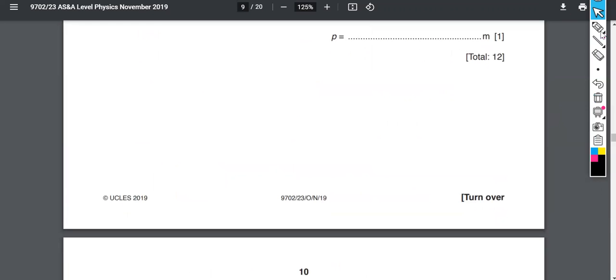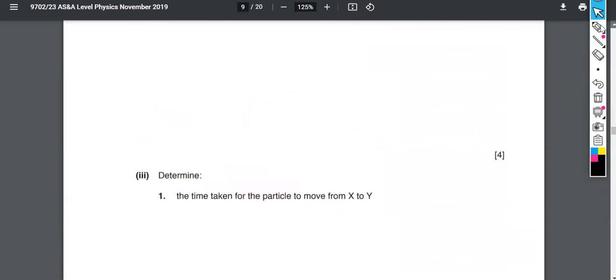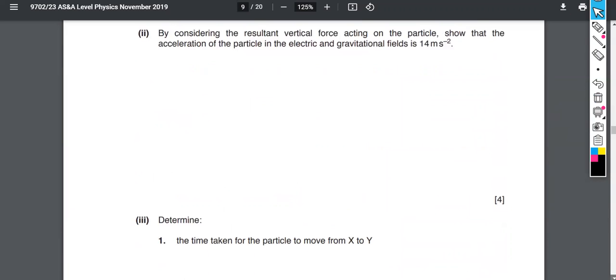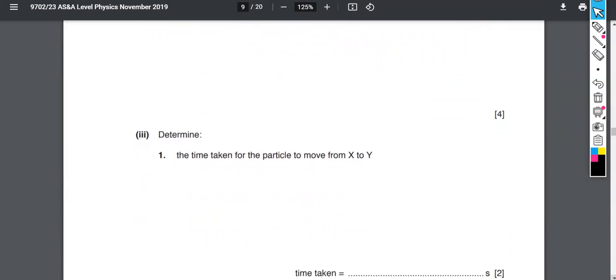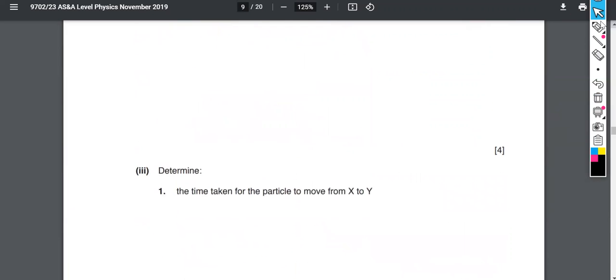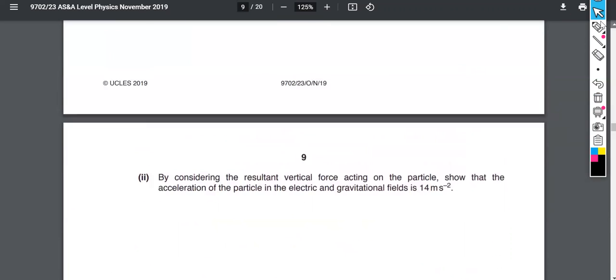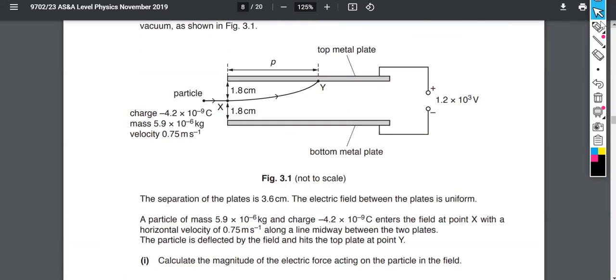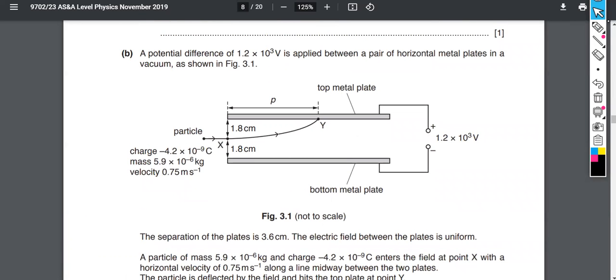All right, the question goes on to ask us to determine the time that it's going to take the particle to move from x to y and the distance p from point y from the left-hand edge of the top plate. So the time and the distance p, let's go back up to the figure and maybe work through that. It has uniform velocity. We probably should be able to use the range equation to solve for this. So let's remind ourselves, this is a horizontal displacement. It's like range equals vxt.